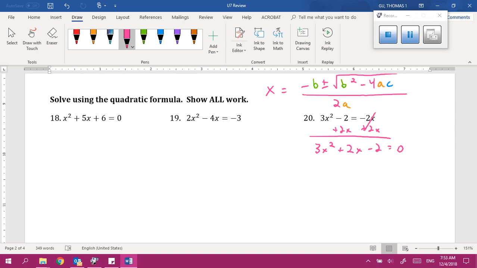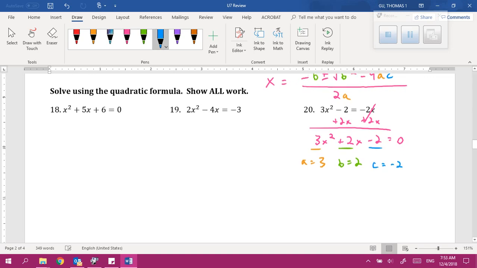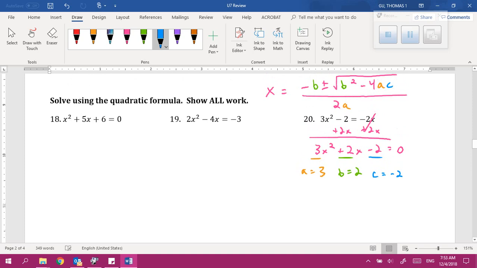Okay, so now that we've got that, what do we want to identify? A, B, and C. So what is A? 3. What's B? 2. And what is C? Very good. Okay, so now we gotta put it into this quadratic formula that we see up there.